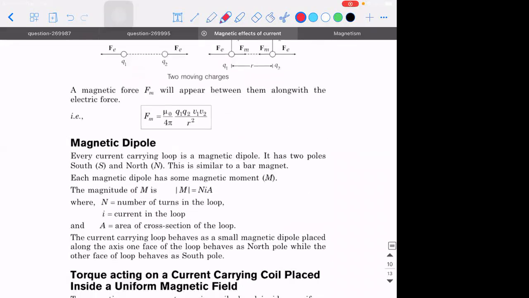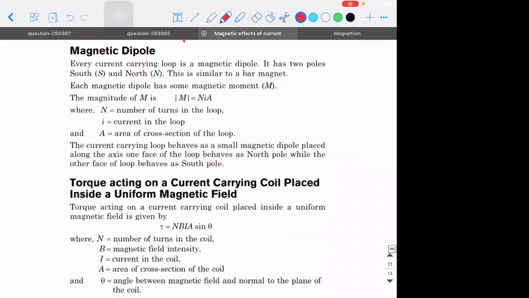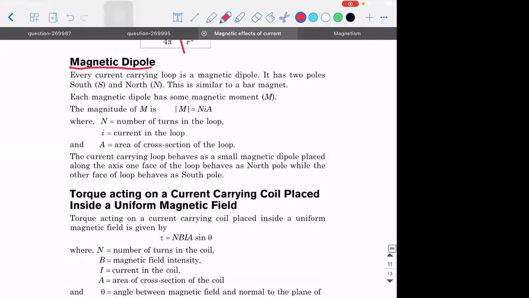So this part is not needed. Similarly, when you talk about a magnetic dipole, what is the magnetic dipole moment of a current carrying loop? M is equal to N into I into A. So the number of turns multiplied with the current multiplied with the area of that particular loop is going to give you the magnetic dipole moment.